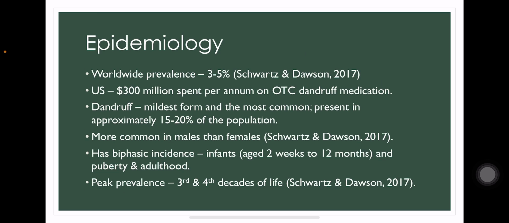The prevalence rate of seborrheic dermatitis is 3 to 5%, with a worldwide distribution. In the United States alone, $300 million is spent annually on dandruff over-the-counter treatments. Dandruff, the mildest form of this dermatitis, is probably far more common and is present in an estimated 15 to 20% of the population. Seborrheic dermatitis has a biphasic incidence, occurring in infants between the ages of 2 weeks and 12 months and later during adolescence and adulthood.